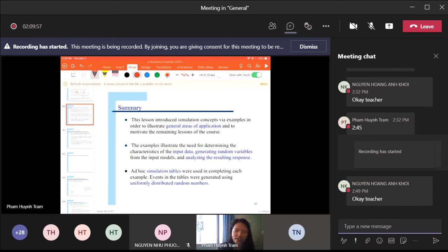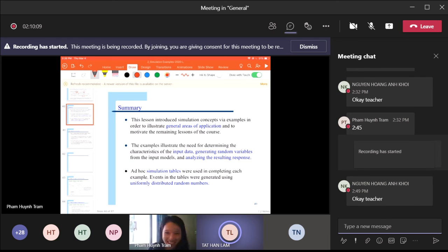And also in the examples you see that we have to determine the input data, the random variables, and how we look at the descriptive statistics to analyze the response. But if you spend more time looking at these examples, you may come up with a few more questions.